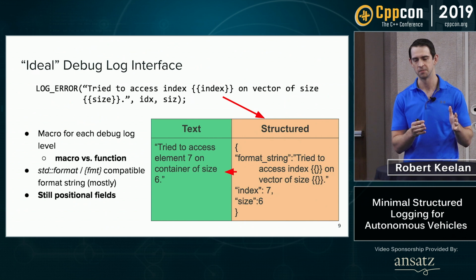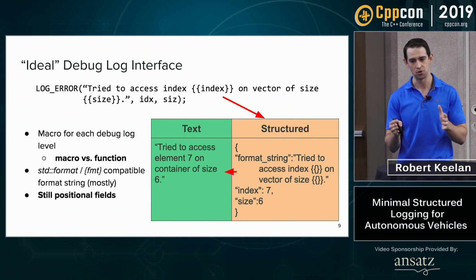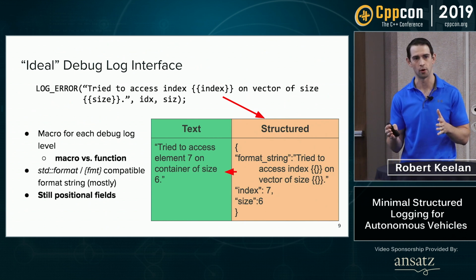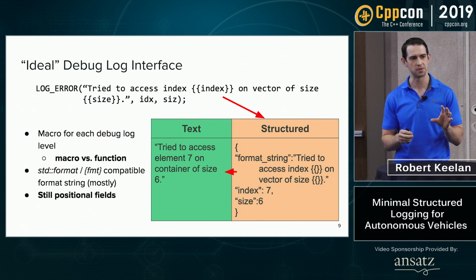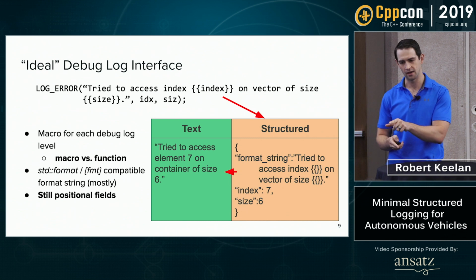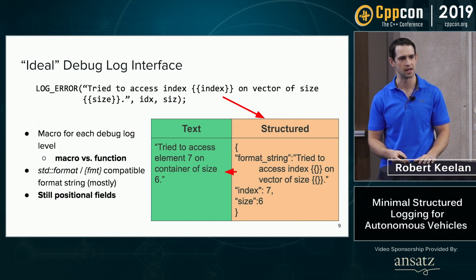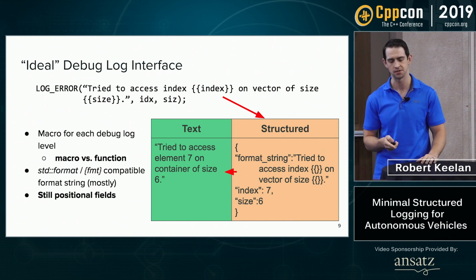I want to actually name it. So before we actually use that format string with std::format or fmt, we're going to strip out those size names. Those are still positional fields. They're just a clean way of getting that structure that I talked about on the right with index and size.